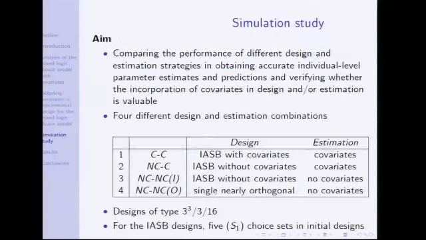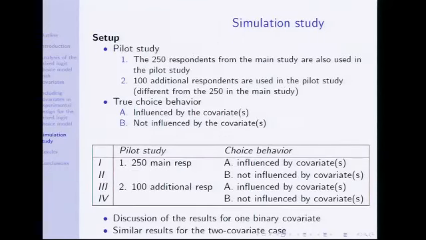Now, for that pilot study, we have 2 scenarios. So we either assume that all 250 respondents from the main study are also used in this pilot study. So in total there are only 250 respondents. The other case is that we consider 100 additional respondents, so different respondents from the ones that are in the main study. So in this second scenario for the pilot study, there are 350 respondents in total.